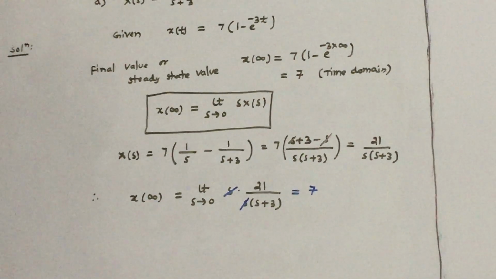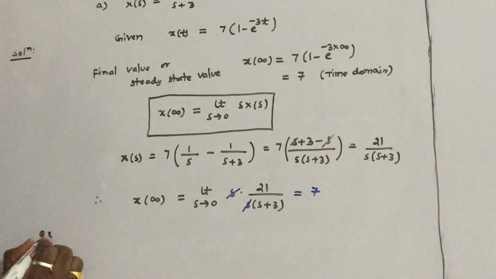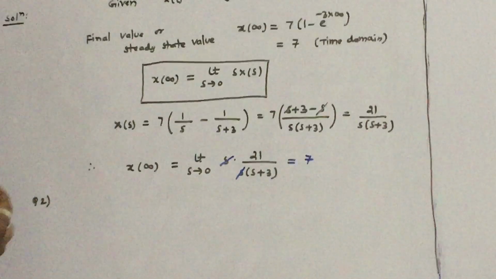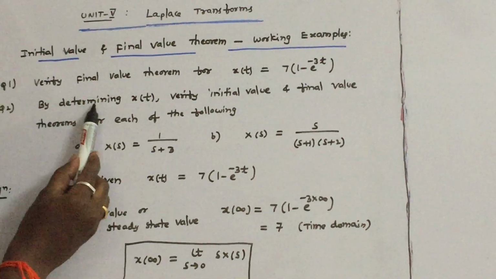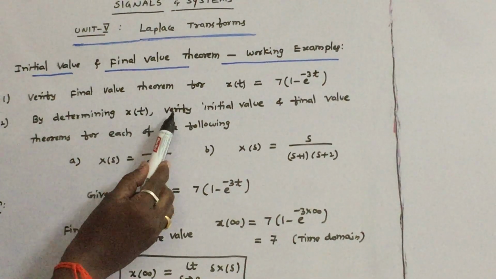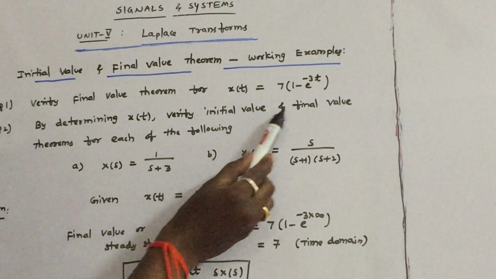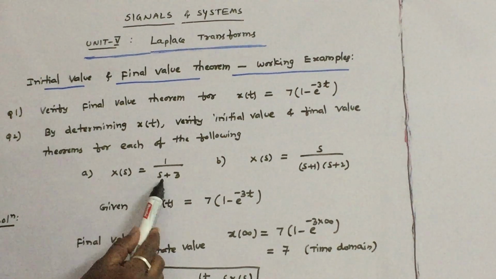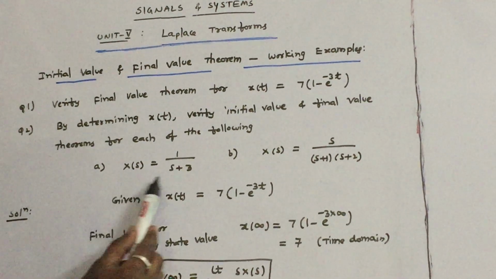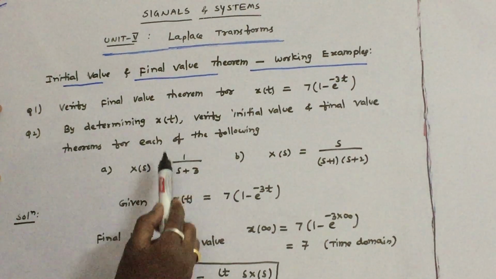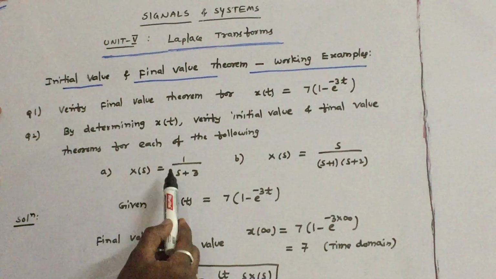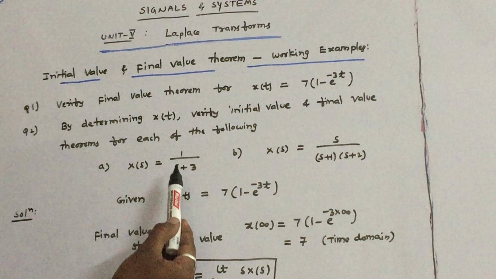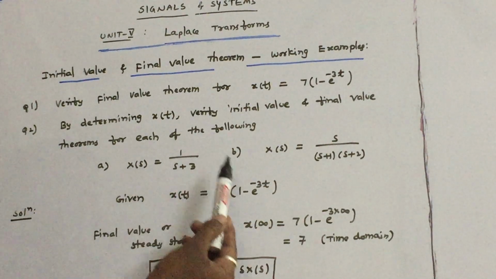So next let us see the next question, question number 2. You can see the question number 2. The question is given like this: by determining x of t, verify the initial value and final value theorems for each of the following signals. Here x of s is given. First we have to find out corresponding x of t for each of these problems, and we have to verify both in time domain and in Laplace transform domain the initial value and final value. So that is the given question.